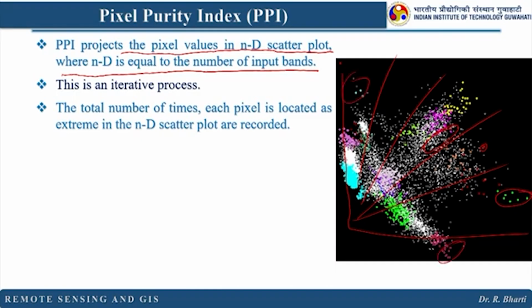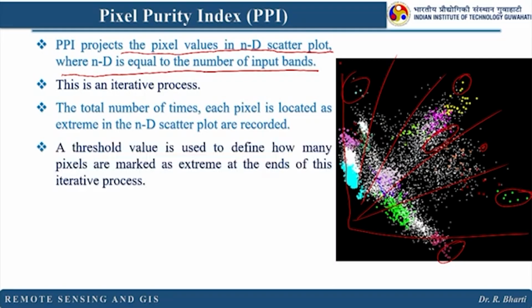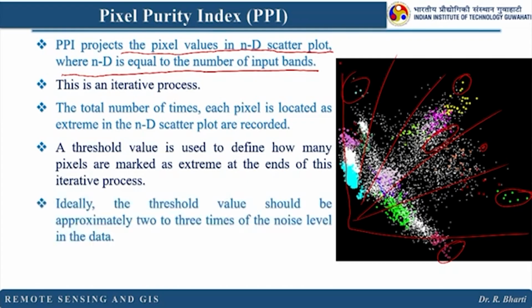Here you can control the speed as per your requirement, and then you just keep track of the pixels which are coming in the extreme, and what is happening when you are changing the axis, right? So ultimately you have to find out those pixels which are coming frequently in the extreme, right? So a threshold value is used to define how many pixels are marked as extreme at the end of this iterative process. That is, we have flexibility.